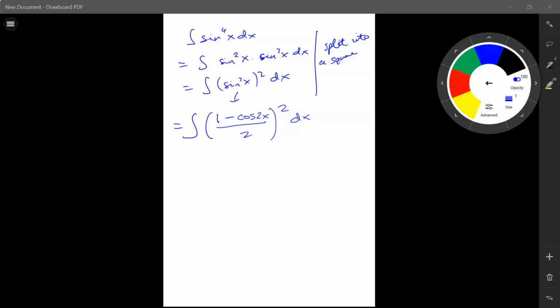So just basically we've used this rule already. We used this rule when we were doing sine squared x. So all you do is you put that rule inside the brackets. You replace the sine squared x with 1 minus cosine 2x. The next thing you have to do is multiply it out.